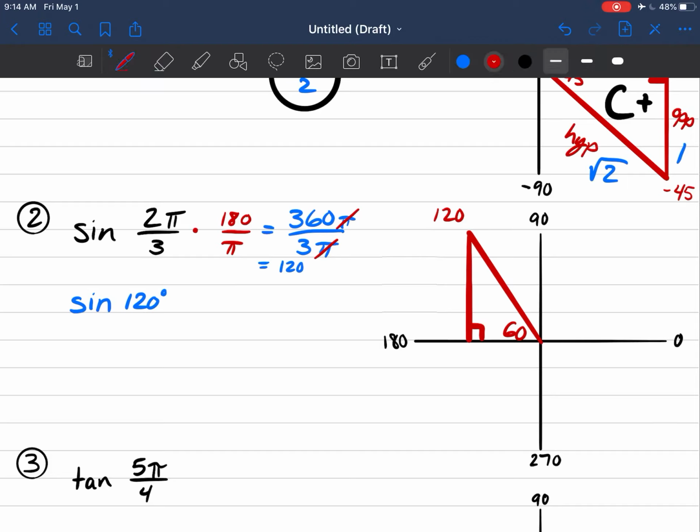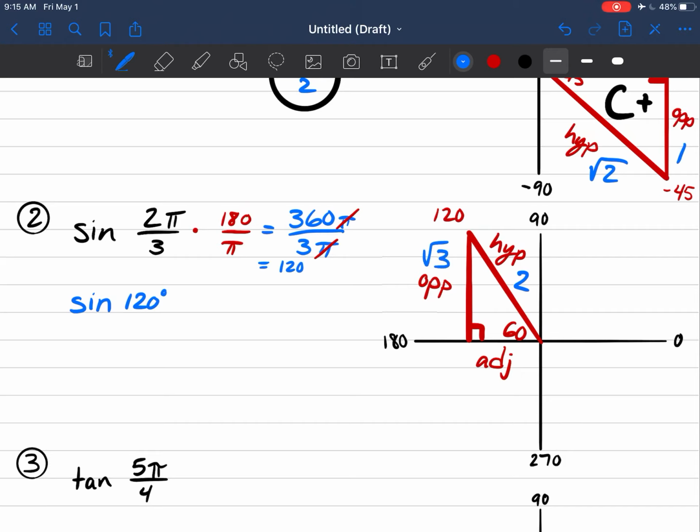Across from the 90 is hypotenuse, and across from the reference angle is opposite, and next to is adjacent. Now this is a 60 degree reference angle, so that means you're using the 30, 60, 90 instead of the 45, 45, 90. So what should be the hypotenuse on a 30, 60, 90? You're supposed to memorize that the hypotenuse is 2. What goes across from the 60 on the triangle? Well, across from the 60 is the square root of 3.